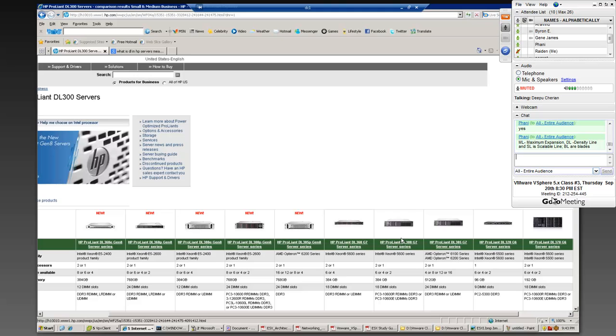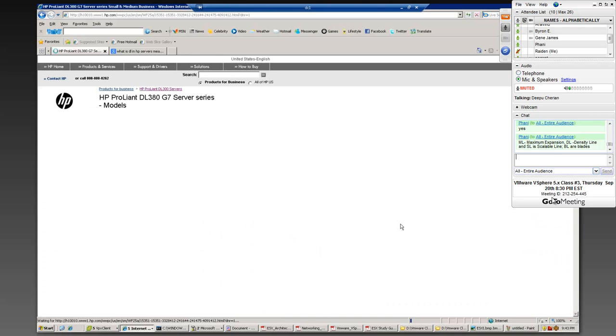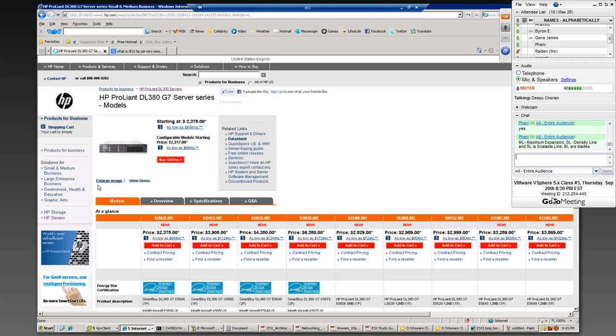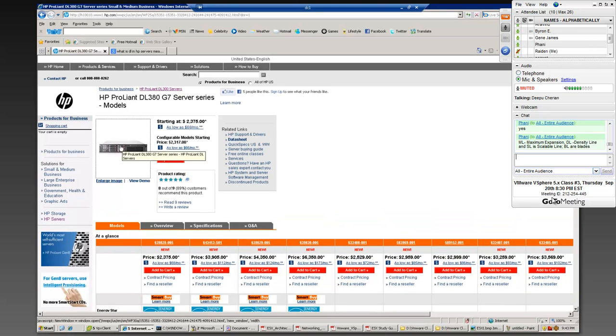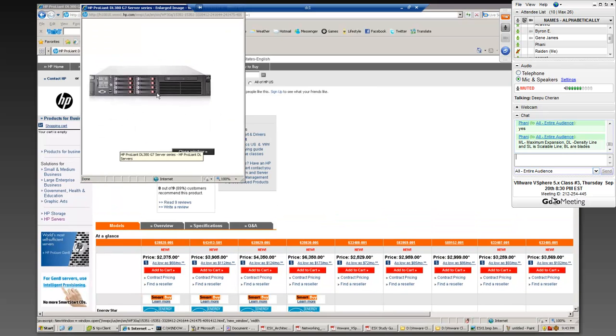So these are all different servers. Look here, this is a DL380 G7 server. This is how it looks. Half of my servers look like this. These are called rack mount servers.